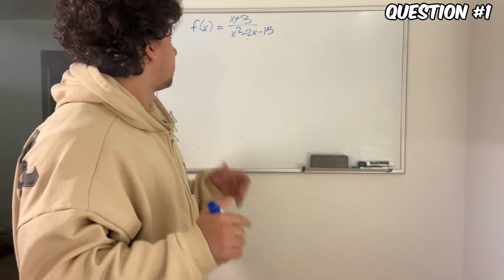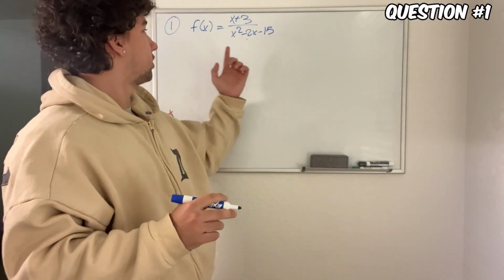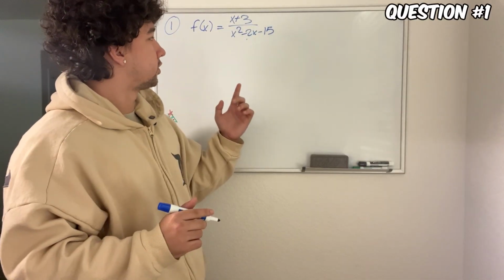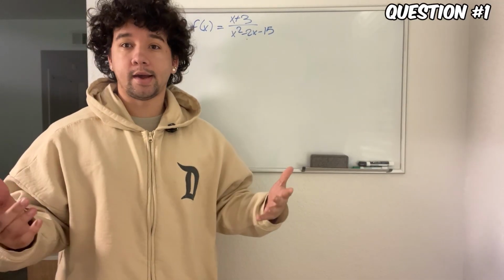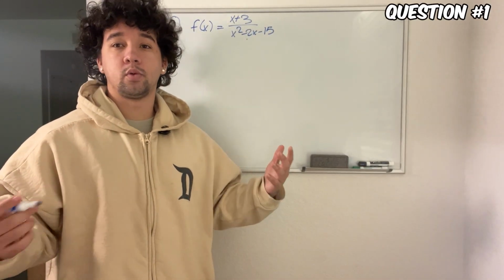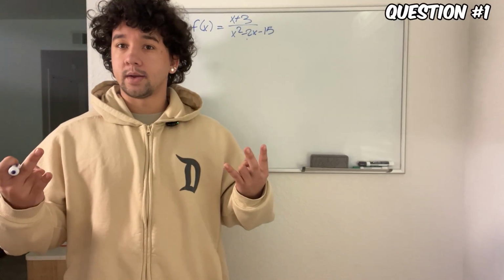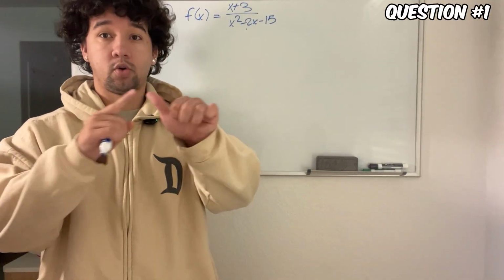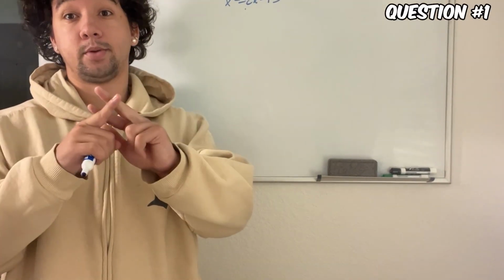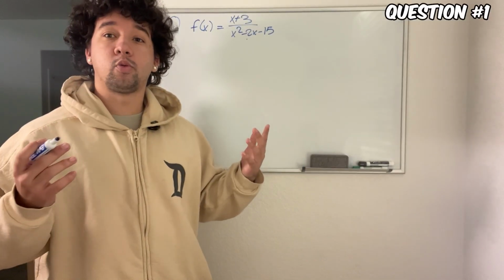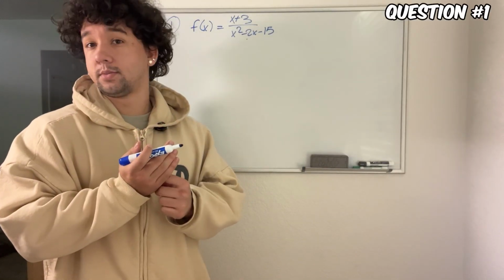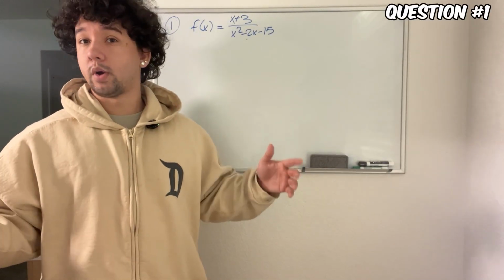All right. So the first question is this. They give us a function, x plus 3 over x squared minus 2x minus 15. And they ask us for the types of discontinuity and where they are. Before we get into that, what are the three types of discontinuity? Well, we have a hole, we have a vertical asymptote, we have a jump discontinuity. In this case, the only possible ones are a hole and vertical asymptotes. The reason why is because a jump requires a piecewise function.